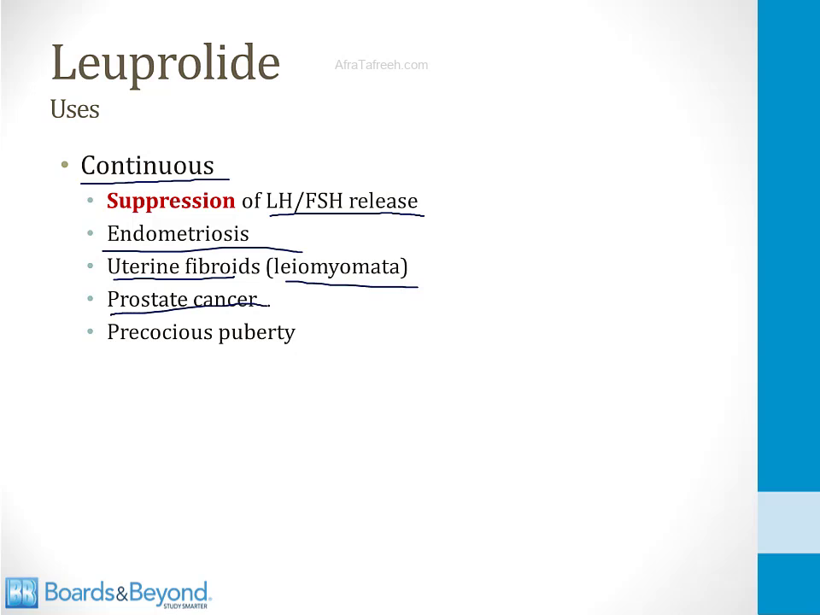In men who have prostate cancer or boys with precocious puberty, testosterone levels can be harmful, so you can administer leuprolide to lower LH and FSH and thereby lower the amount of androgens that are present.